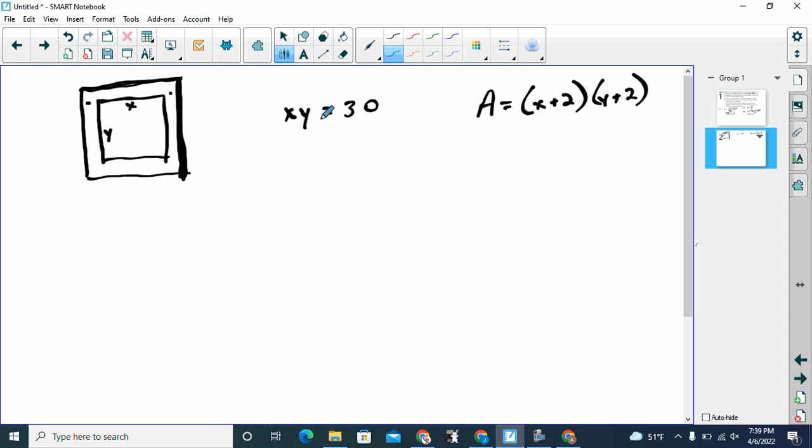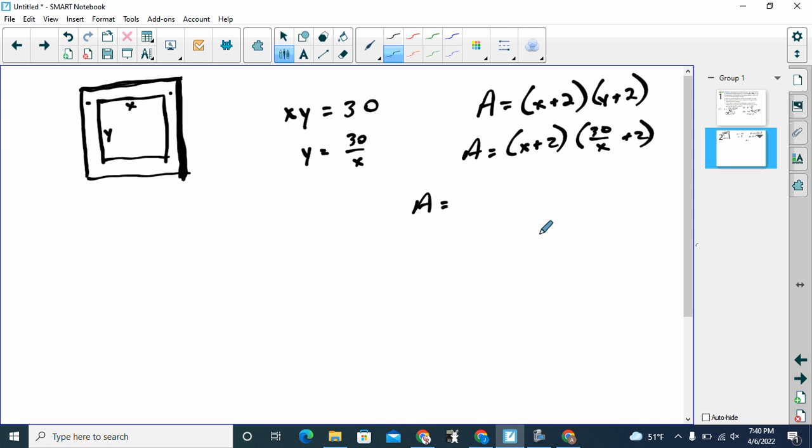We need to solve this for either x or y. I'm going to solve for y and substitute it in over here. So I solved for y, and I substituted in for y. We want to take the derivative of this and set it equal to 0. To do that, you could use the product rule. I'm going to FOIL this out. I think it's probably going to be a little easier if I do that.